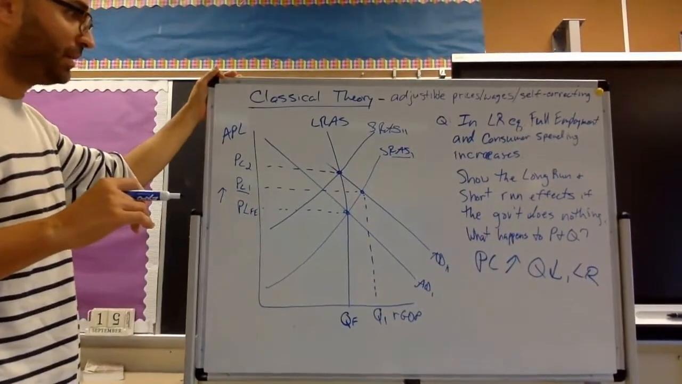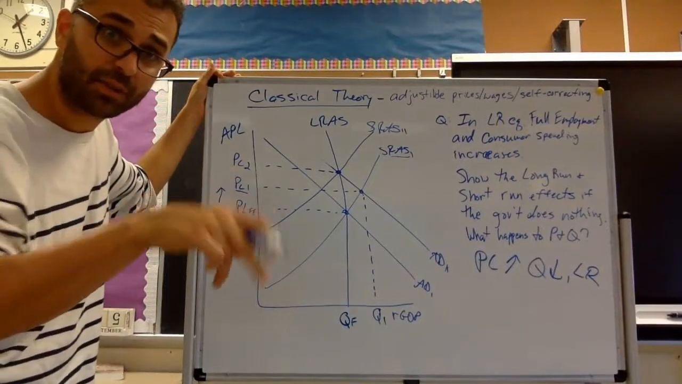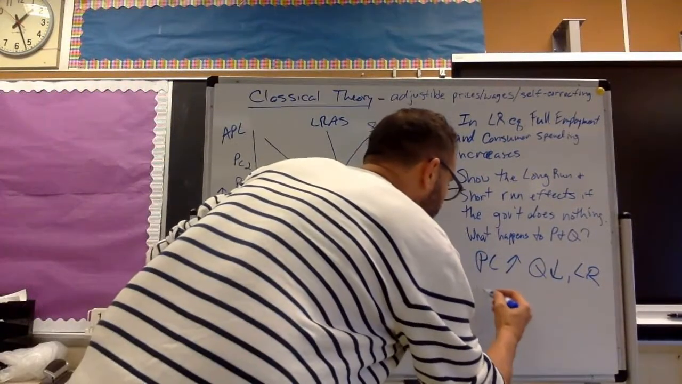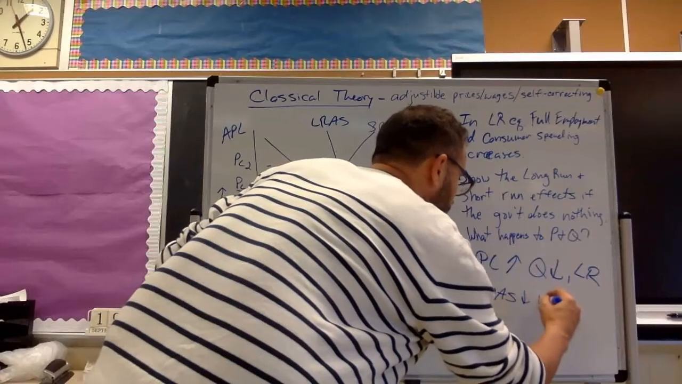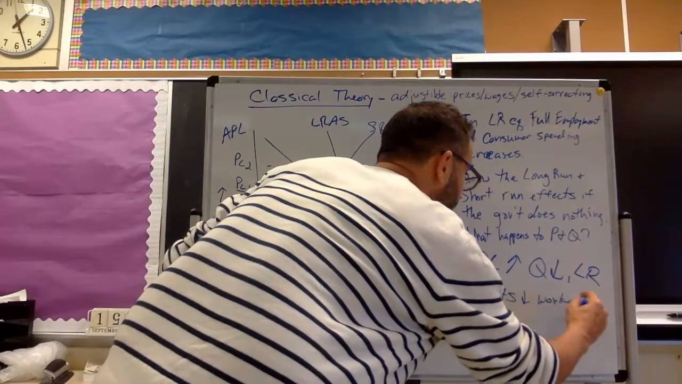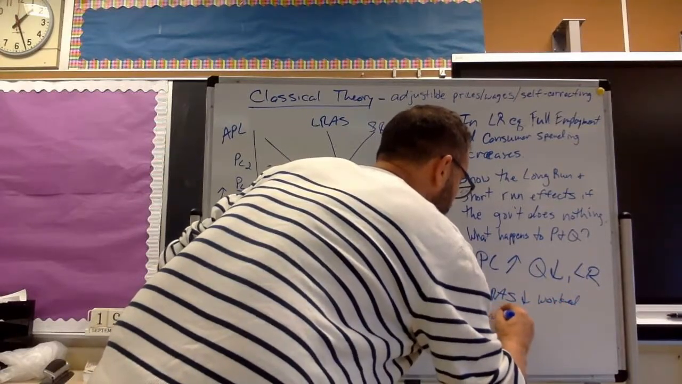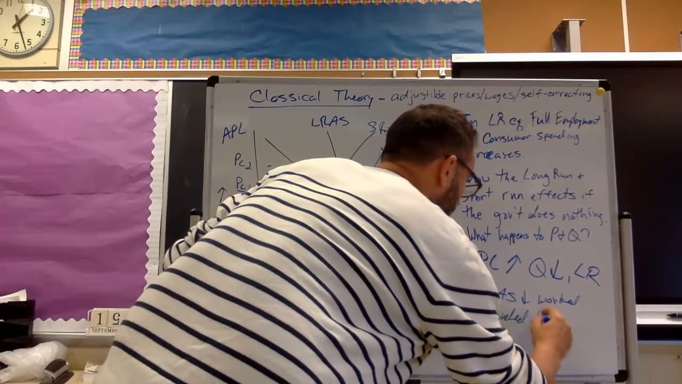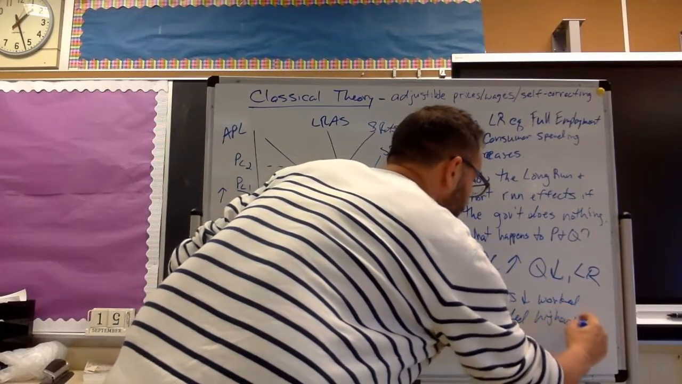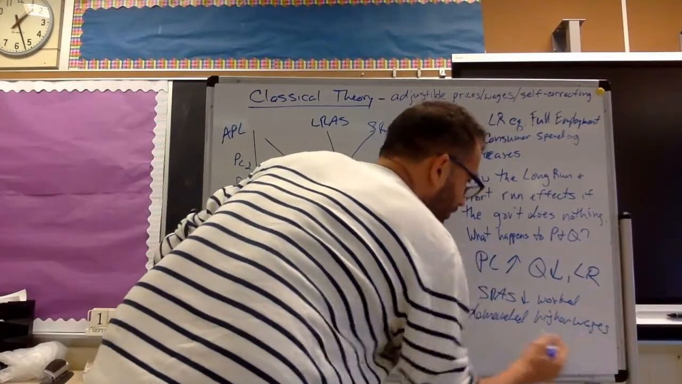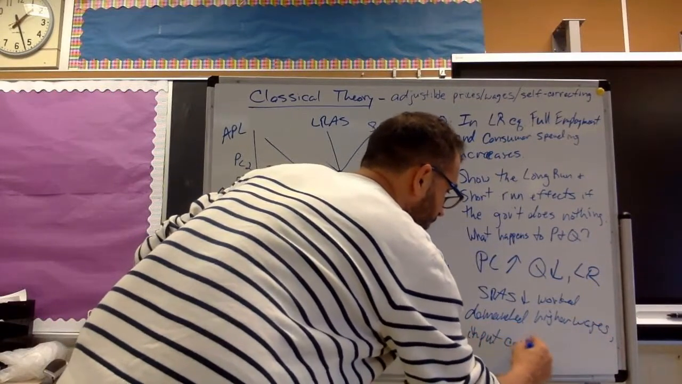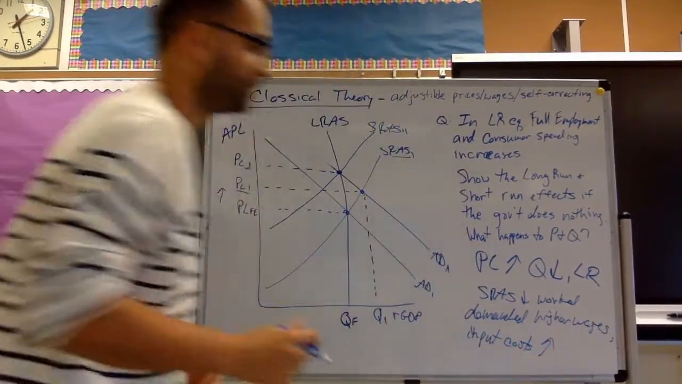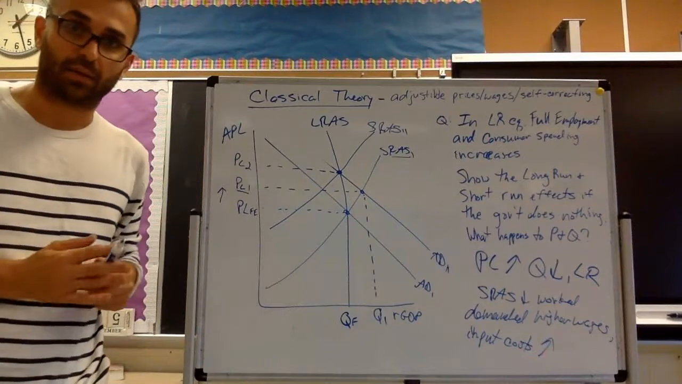And then what else could I say? If I'm asked to explain, SRAS went down because workers demanded higher wages. And you should also go on to say input costs for factories and businesses go up, and that's what caused SRAS to go to the left.